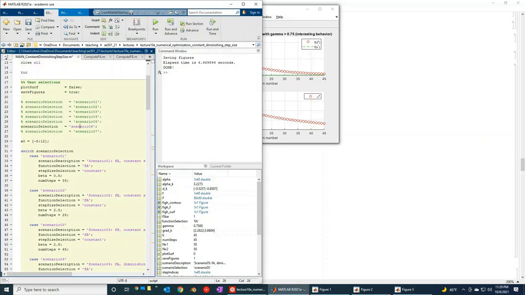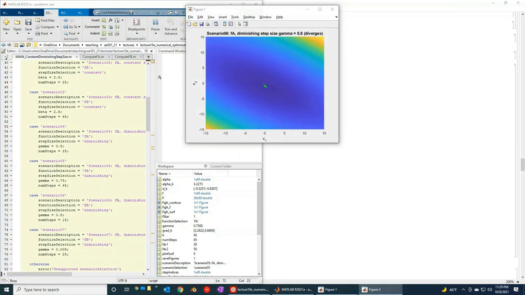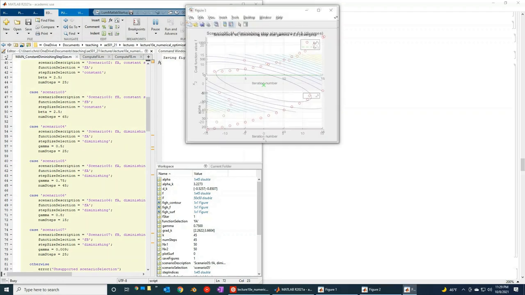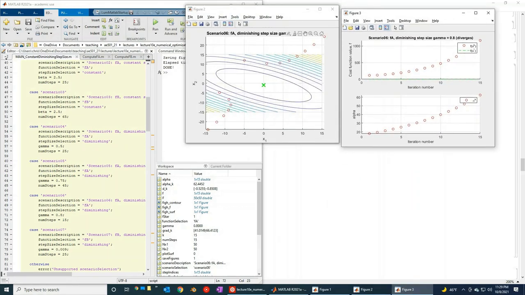So for example, let's go to scenario 6. Scenario 6, instead of a gamma of 0.75, make gamma 0.8. So it's just a tiny bit larger. And look at what happens here. Uh-oh, that's bad. Look at this, it's actually diverging, so it's not converging.